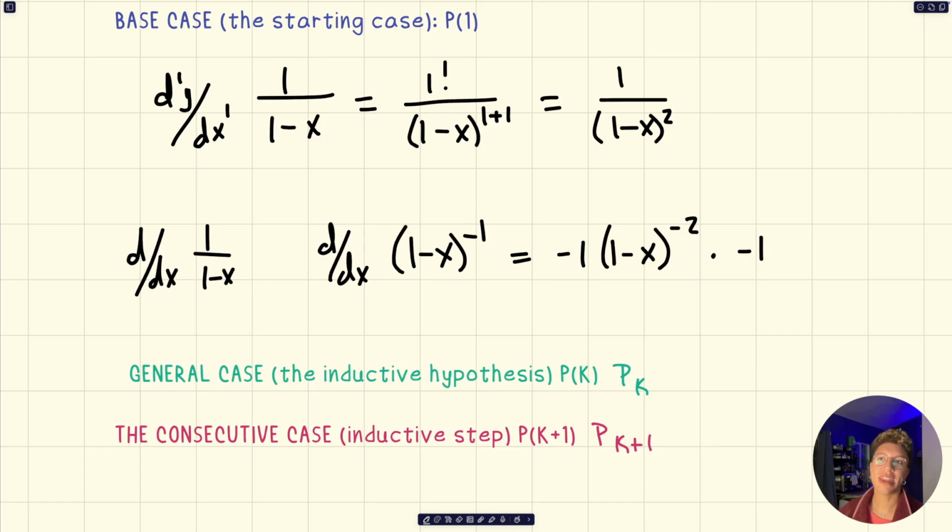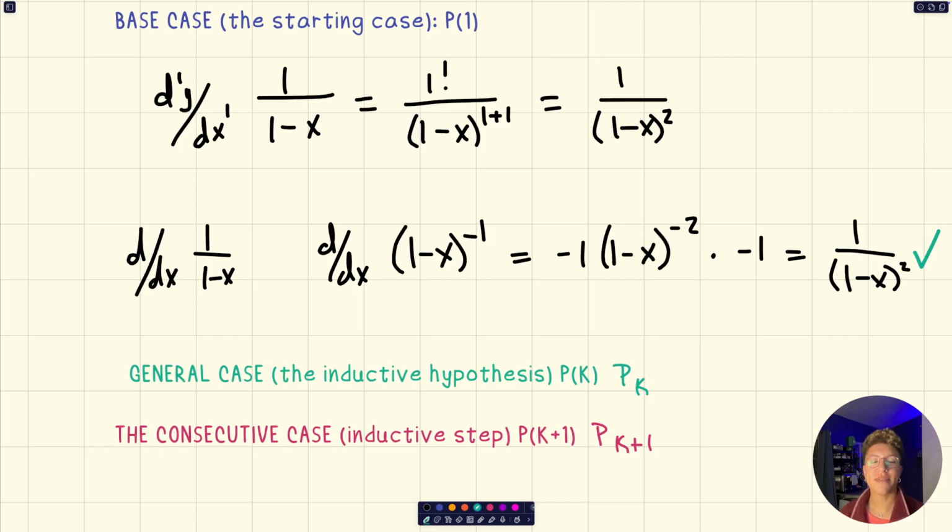The derivative of negative x is negative 1. We put all that together, and we get positive 1. So the negative 1 times the negative 1 is positive 1. 1 over 1 minus x squared, like that. So we can see here that this formula that they gave us to find the nth derivative is true for the first case. And that's also pretty logical.